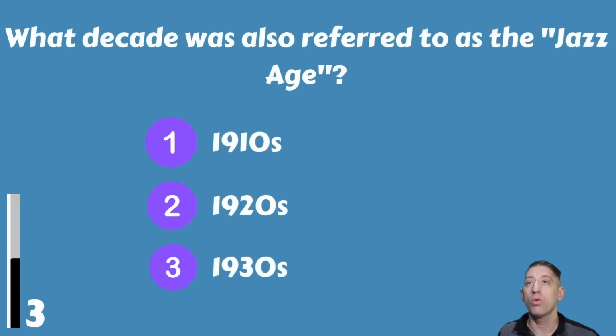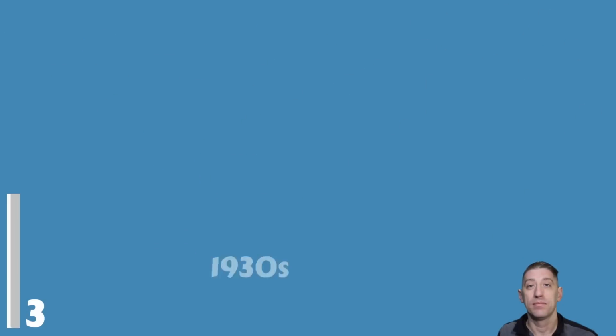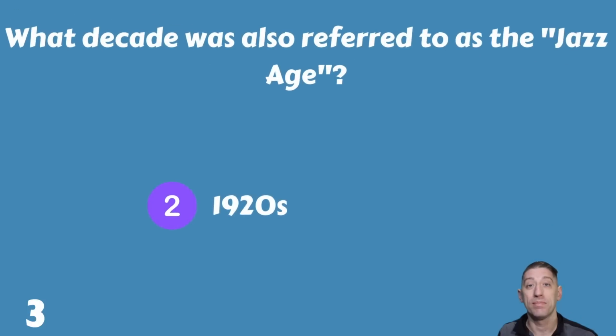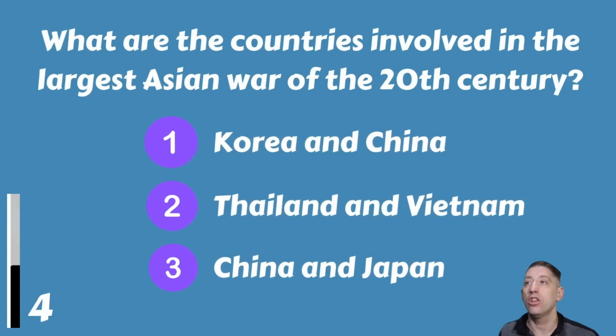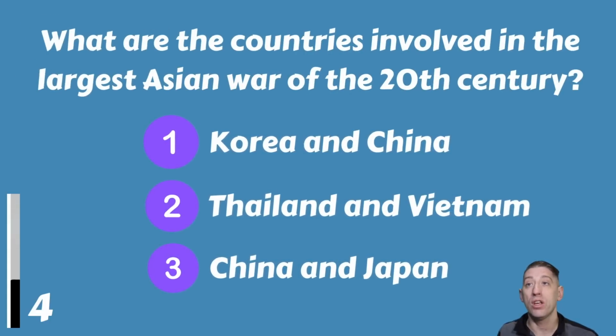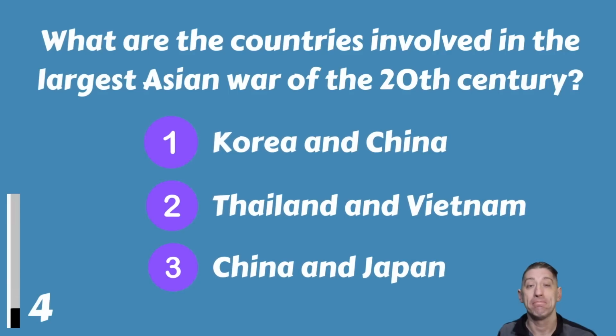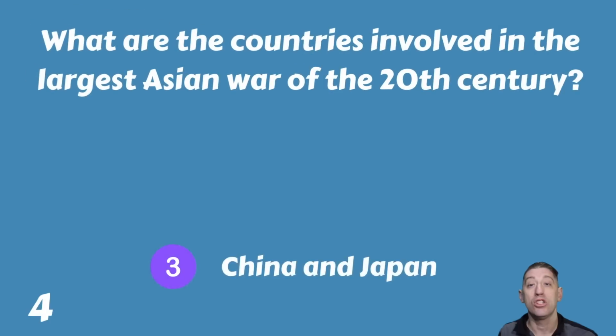What decade was also referred to as the Jazz Age? The 1910s, the 1920s, or the 1930s? The 1920s. What are the countries involved in the largest Asian war of the 20th century? Korea and China, Thailand and Vietnam, China and Japan. China and Japan.